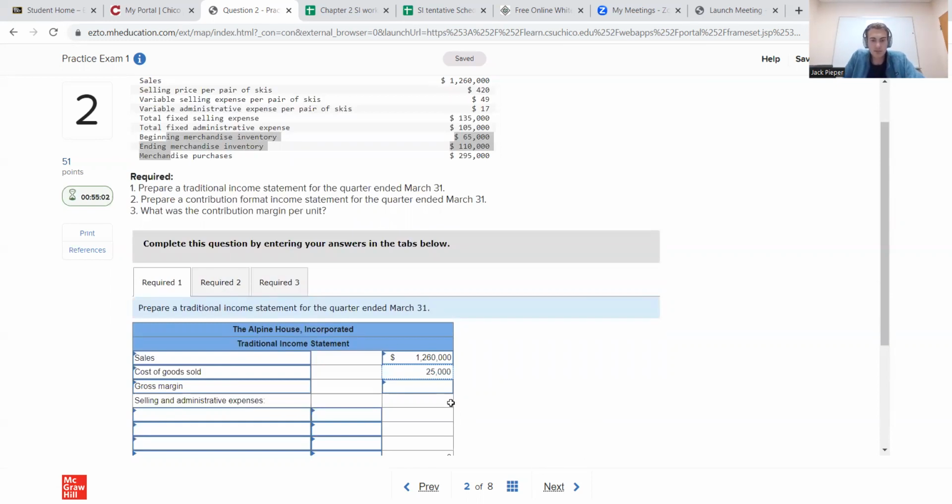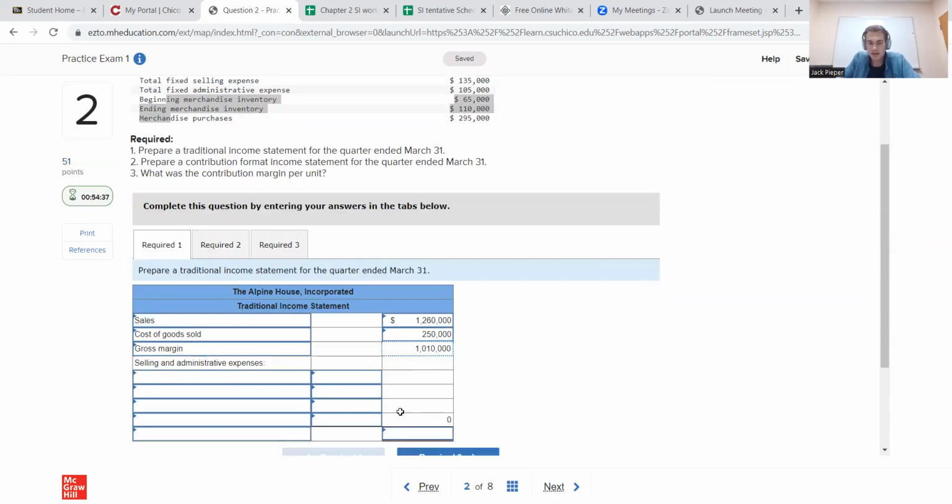Okay, and that will be a gross margin of... So I'll do 1,260,123 minus 250,123. That is 1,010,000. So 1,010,123. Okay, that's our gross margin.